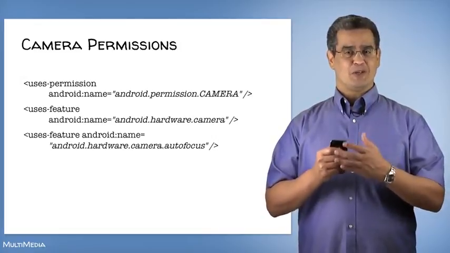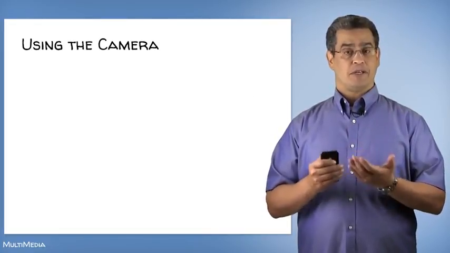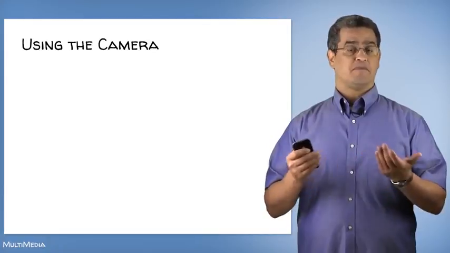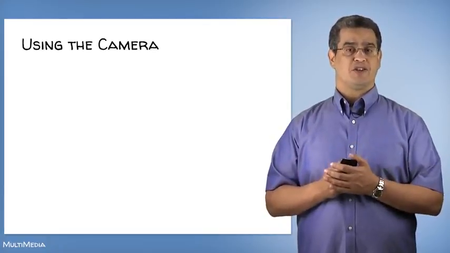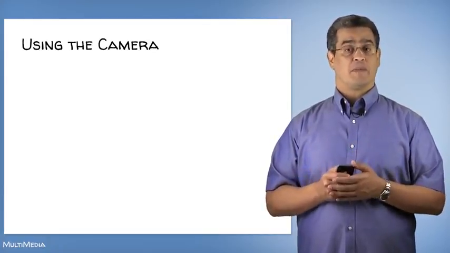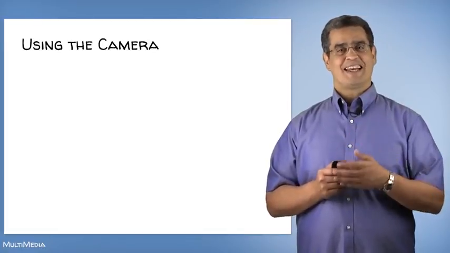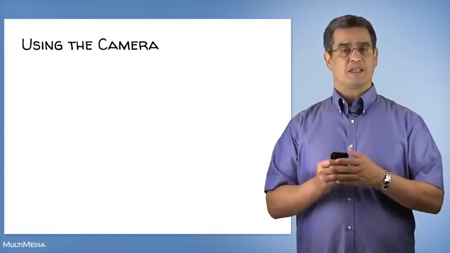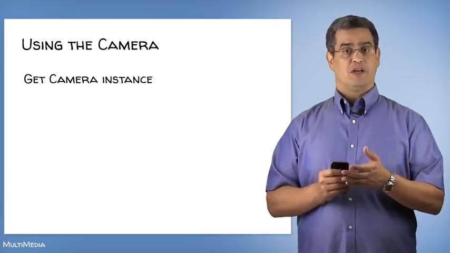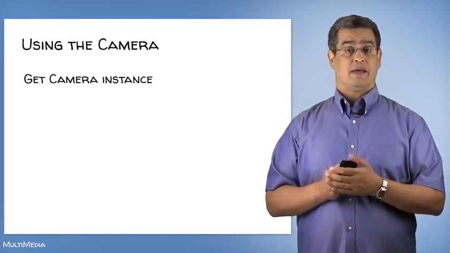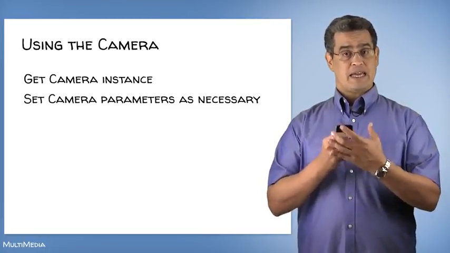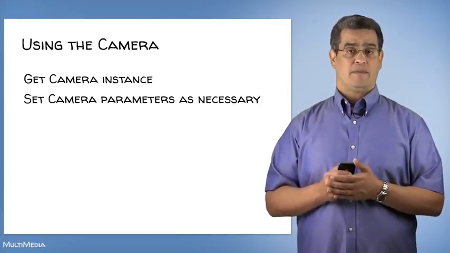Although you can easily use the built-in camera application to take pictures, you might want to add some features to a traditional camera application, or you might want to use the camera for other purposes. In that case, you can follow these steps. First, you'll get a camera instance. Next, you can set any camera parameters that you might need.